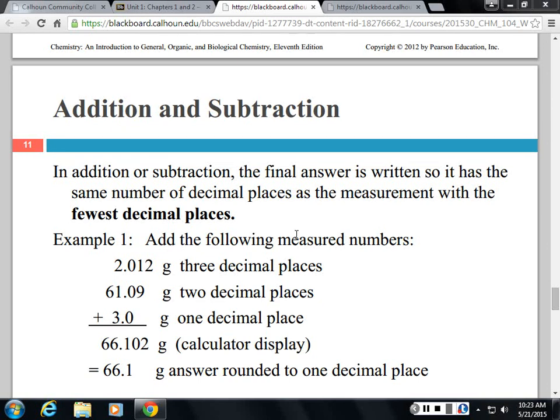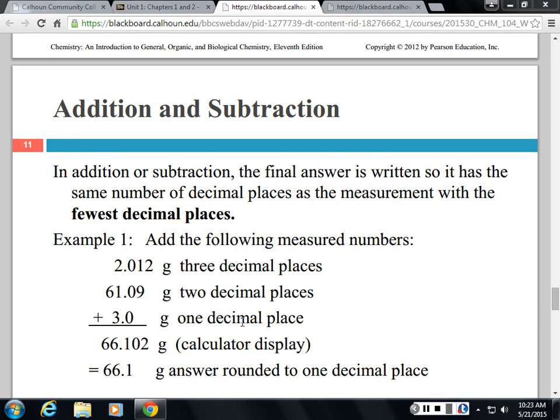Okay, so if we look over here, we have 2.012. We have tenth, hundredths, the thousandth place. Okay, 61.09, we go out to the hundredth place, 2 decimal places. 3.0, we go out to 1 decimal place.